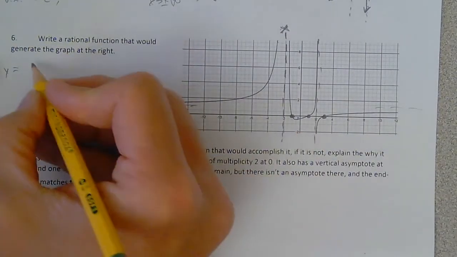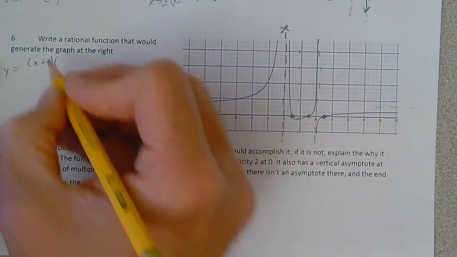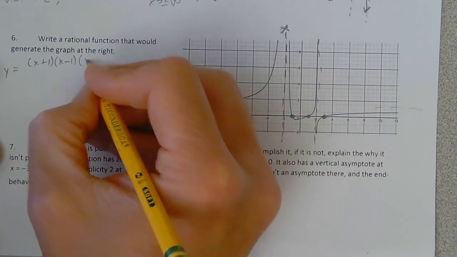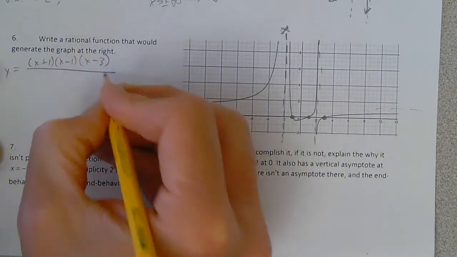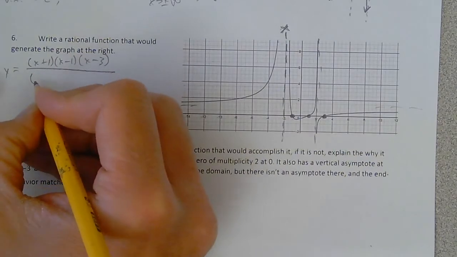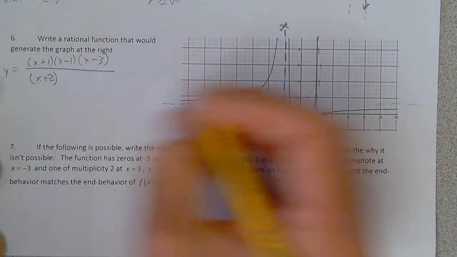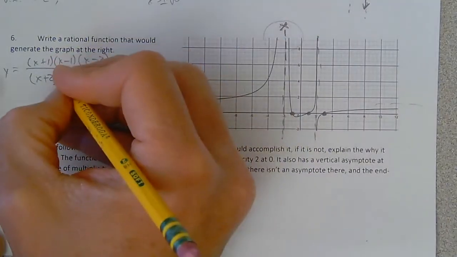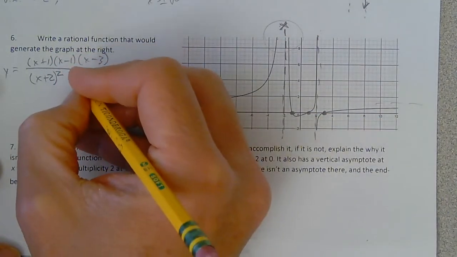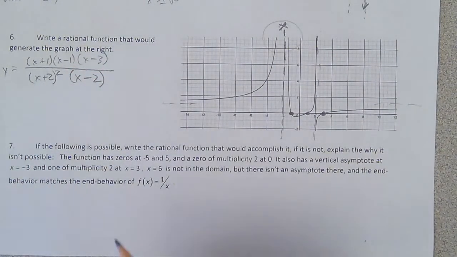So because it crosses at -1, I must have an x plus 1. Because it crosses at +1, I must have an x minus 1. Because it crosses at +3, I must have an x minus 3 in the numerator. And the denominator, because I have a vertical asymptote at -2, I must have an x plus 2. And because it's high on both sides, it must be squared. And I've got this other one at x equals +2, so it means I have an x minus 2 there.